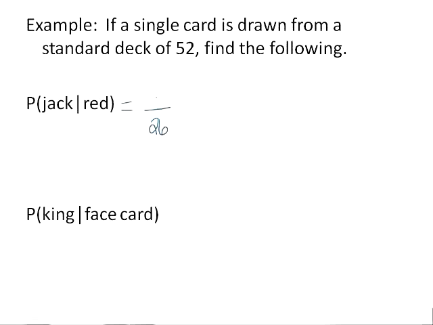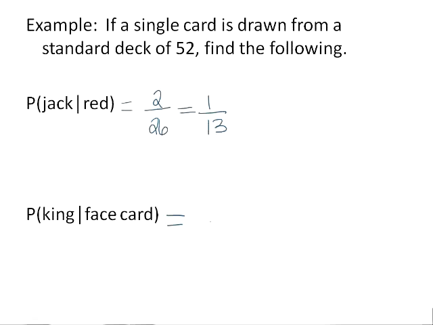But what about the number in the numerator? That's the overlap between jacks and reds. So how many cards in the deck are jacks and red at the same time? There are two of those, the jack of hearts and the jack of diamonds. So this fraction reduces to 1 divided by 13.